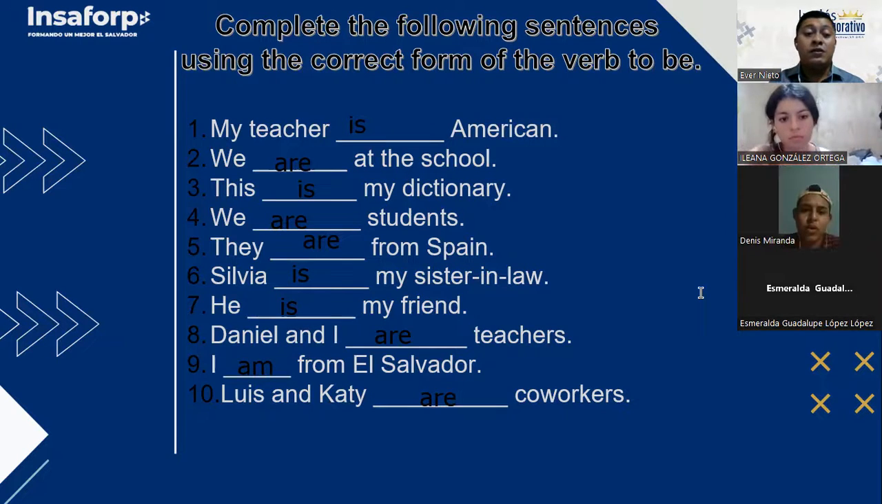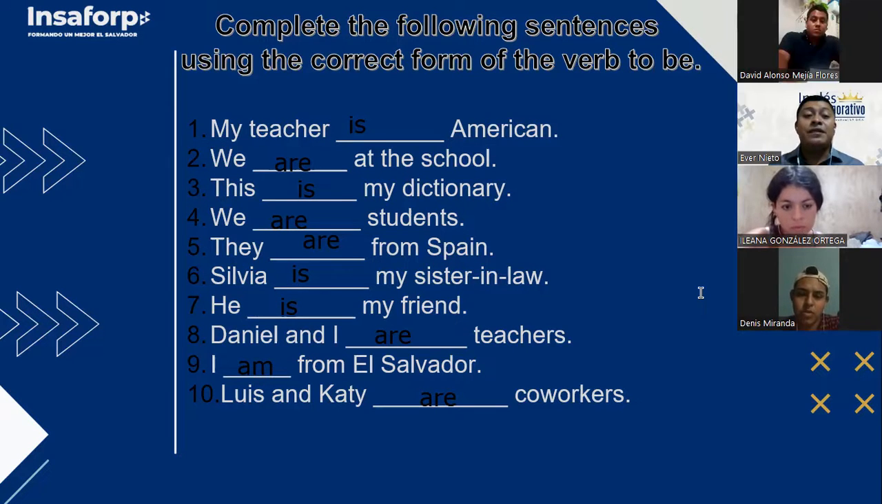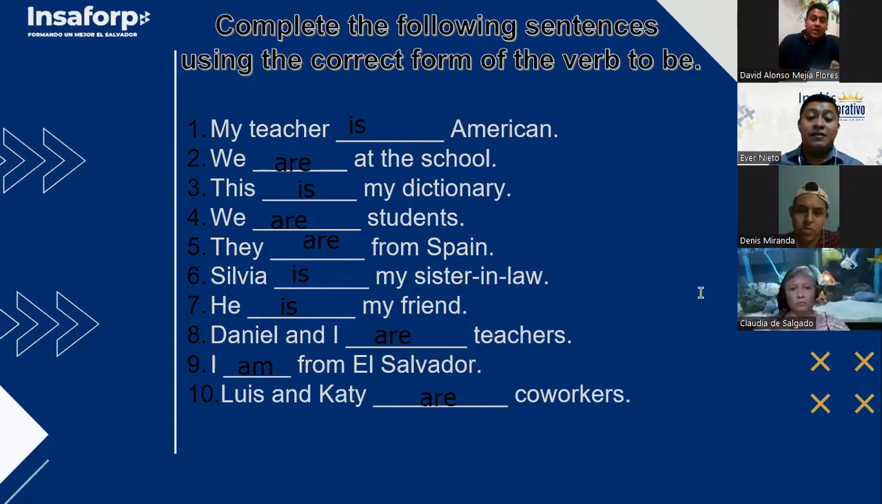Number 4, we are the students. Number 5, they are from Spain. Number 6, Sylvia is my sister-in-law. Thank you so much. Now, 7, 8, 9, and 10. Any volunteer? Thank you, David. He is my friend. Daniel and I are teachers. I am from El Salvador. Luis and Kathy are co-workers. Okay, thank you so much.